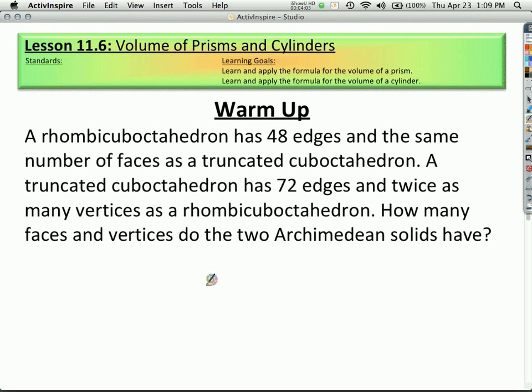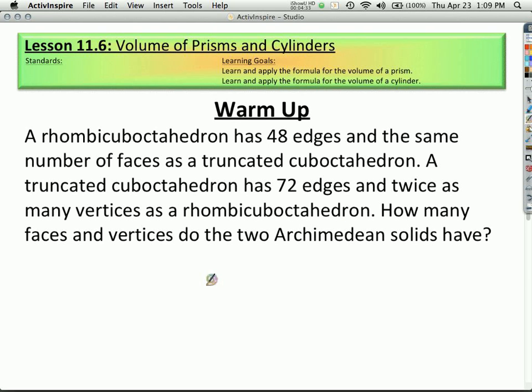I'm going to call on 4 volunteers. First 2 are going to tell me the faces and vertices for the rhombic cuboctahedron, and the second 2 people are going to tell me the number of faces and vertices for the truncated cuboctahedron. Here we go. And for the rhombic cuboctahedron, I got student 21 and 14. Student 21, how many faces and vertices?